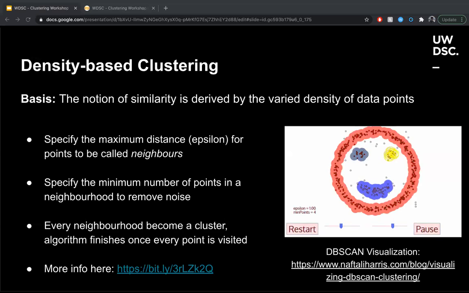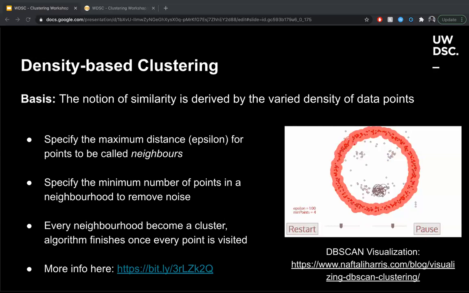So the basis for density-based clustering is that the notion of similarity is derived by the varied density of data points. So in this animation on the right, we see DBSCAN, which is an algorithm. It stands for density-based spatial clustering of applications with noise. So it's useful for data that has noise. That's the big thing. It can remove it. And how it works is that you specify two things. You specify a maximum distance for two points to be considered neighbors, and you specify the minimum number of points in a neighborhood to be considered a cluster.